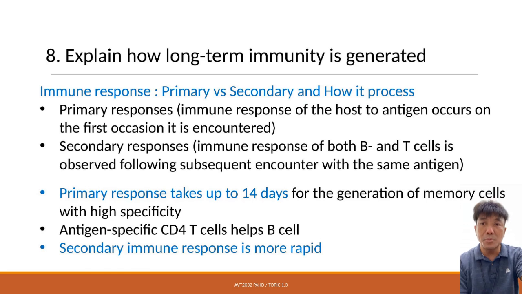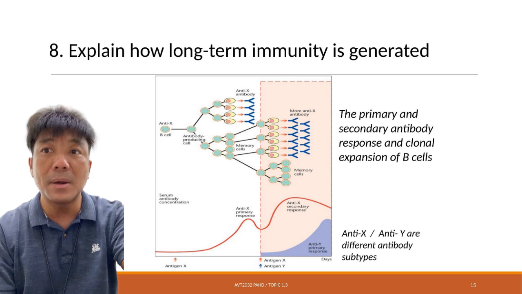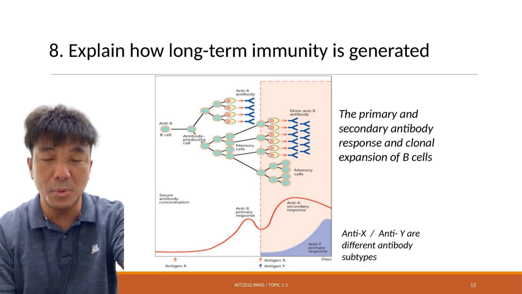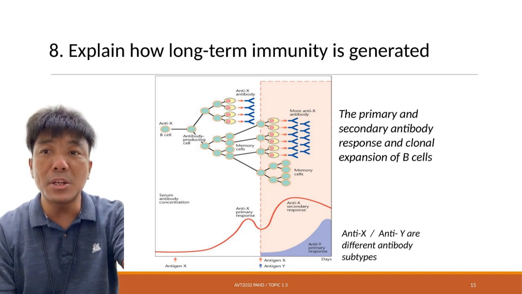The primary immune response occurs when the host first encounters an antigen, taking up to 14 days to generate memory cells with high specificity. CD4 T cells assist B cells in this process. In contrast, the secondary immune response is more rapid, involving both B and T cells upon subsequent encounters with the same antigen. The primary antibody response involves clonal expansion of B cells, producing mainly immunoglobulin M antibodies with low affinity. In contrast, the secondary response is characterized by rapid production of high-affinity immunoglobulin G antibodies due to memory B cells.